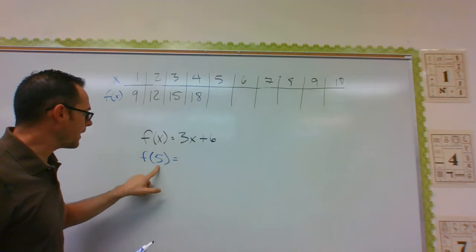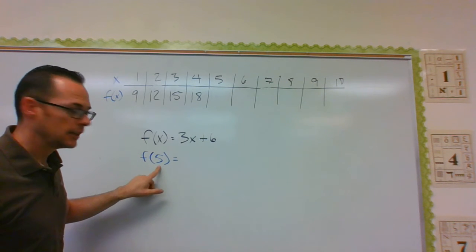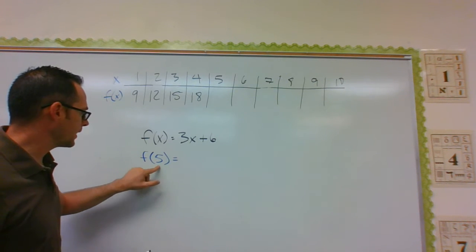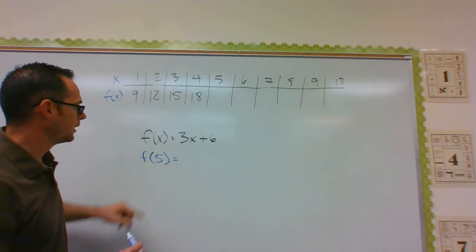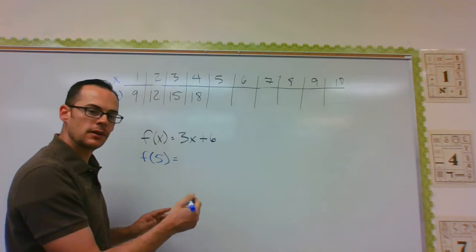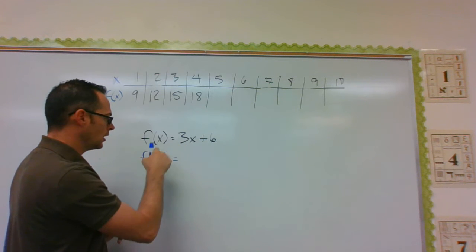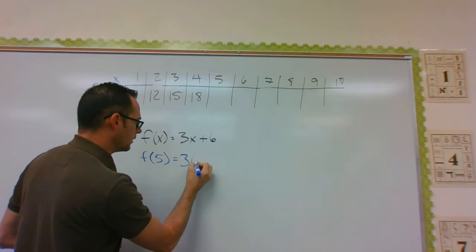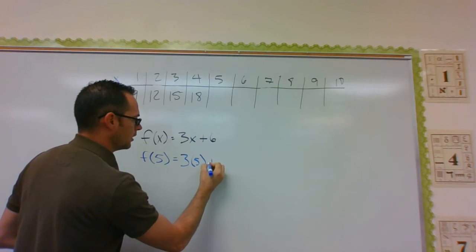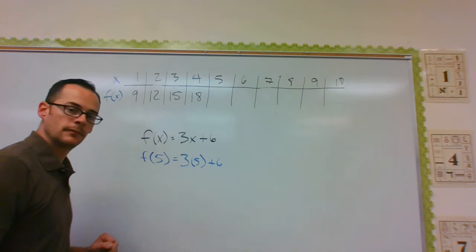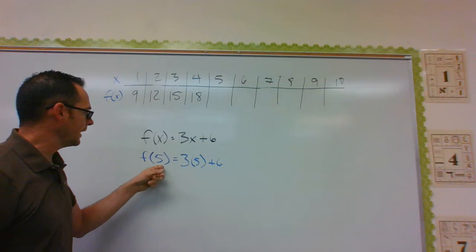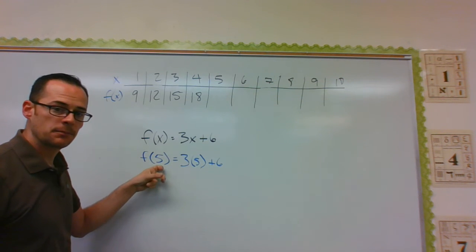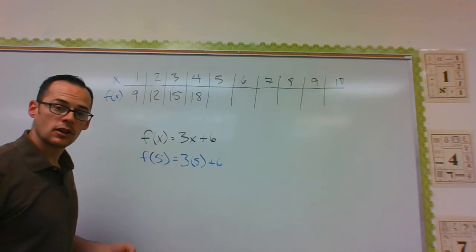Okay, so if I input 5, that's what this is saying. I am inputting 5 into my equation. All you're simply doing is replacing x with whatever this is. So it's 3 times 5 plus 6. That's all you're doing: when it asks for a specific input, you put it into your equation.